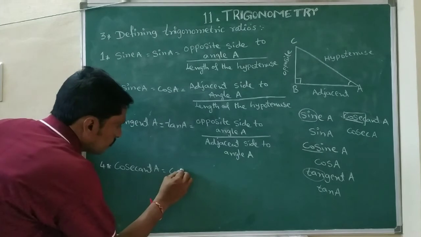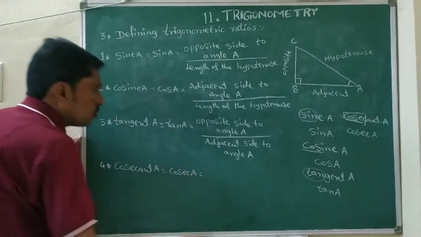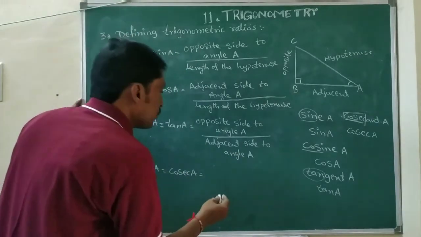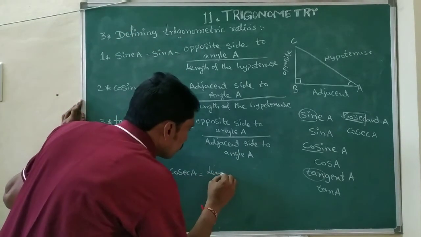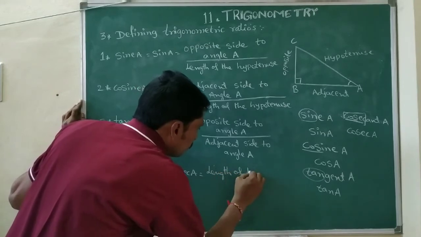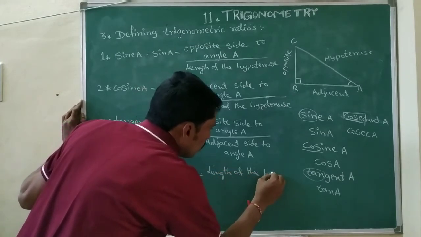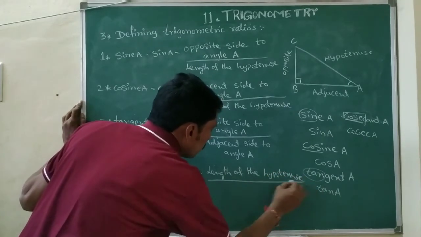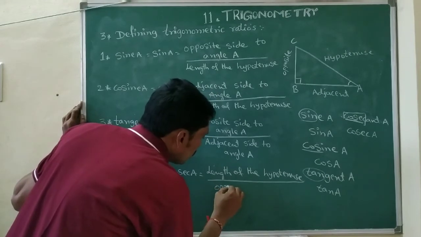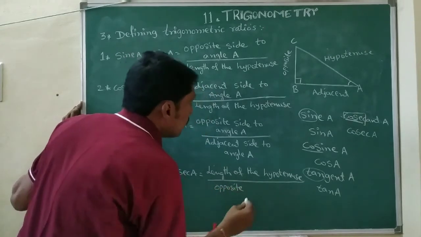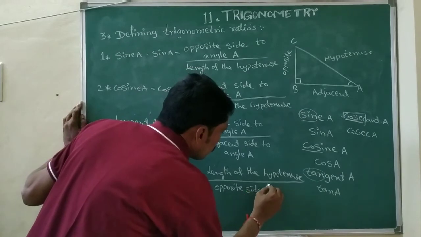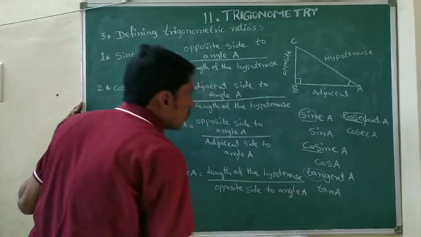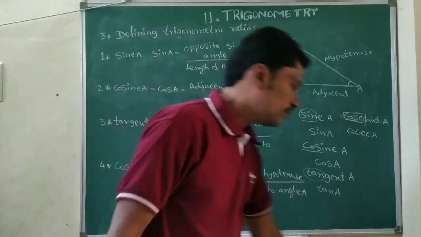Cosecant A equals cosec A. So cosec A equals the length of the hypotenuse by the opposite side to angle A. This is the fourth one.